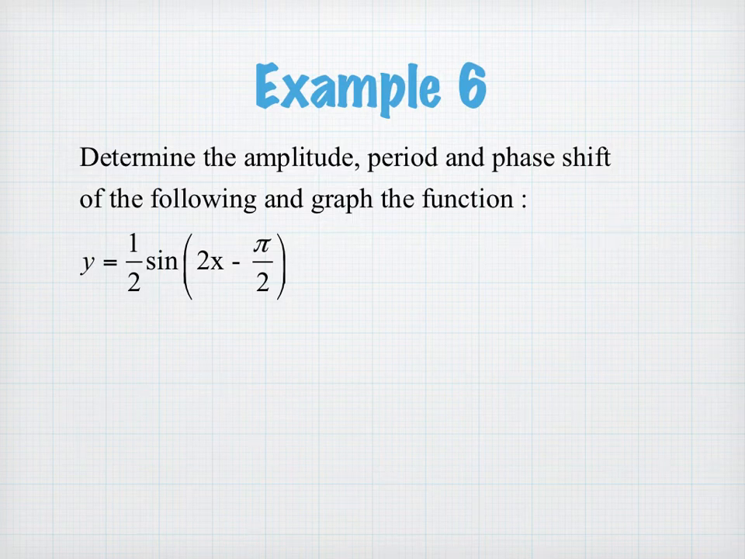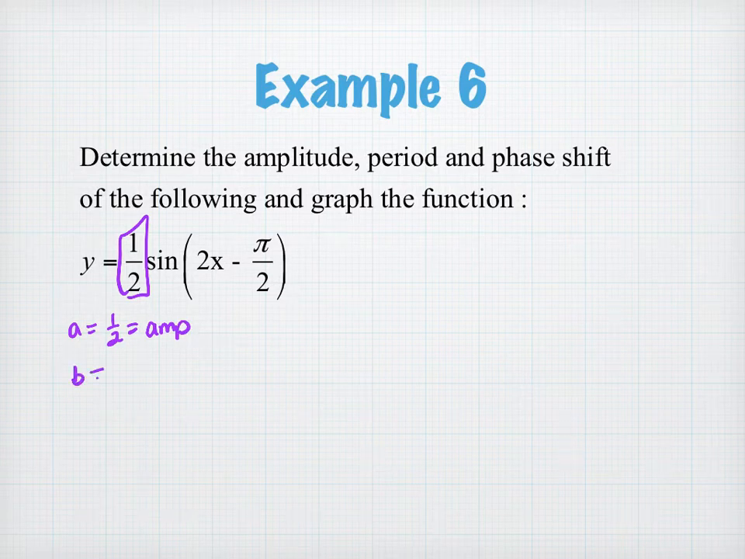Okay, so we're on example 6. Determine the amplitude, the period, the phase shift. Obviously, this is sine, so we're going to follow that pattern, which starts at 0, goes up, okay? Our A is what? 1/2. So that is the amplitude. It would be the absolute value of it if it was negative, but it's already positive.